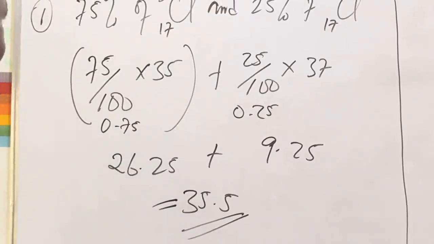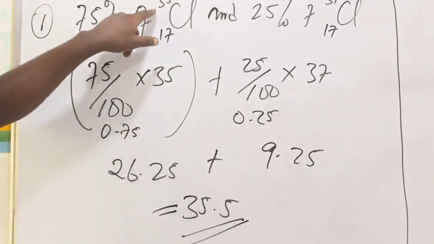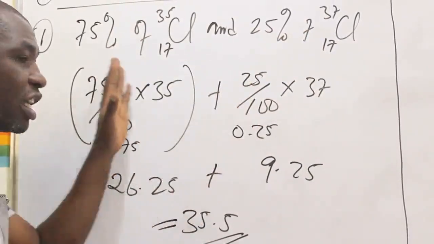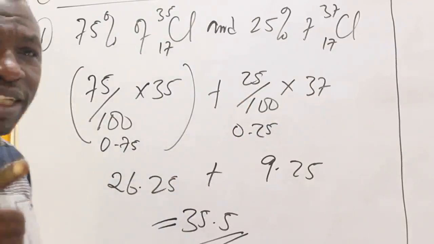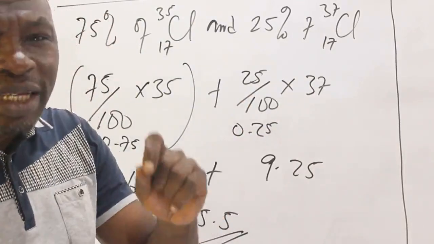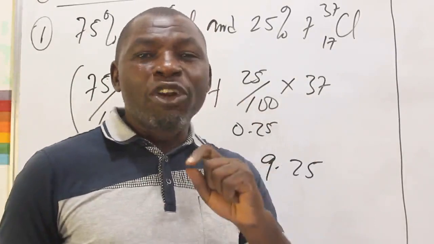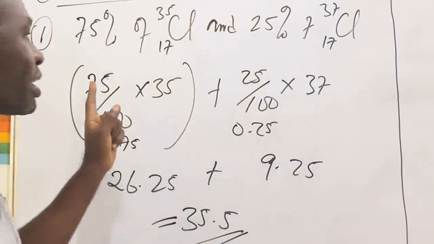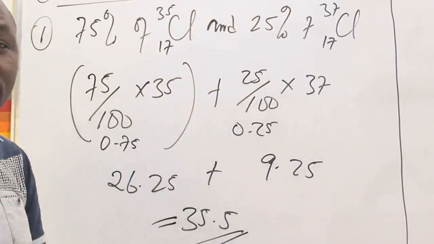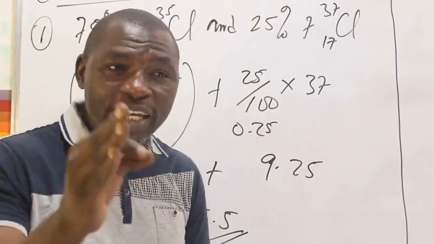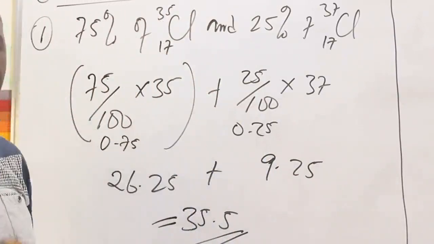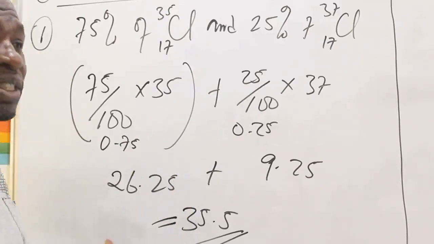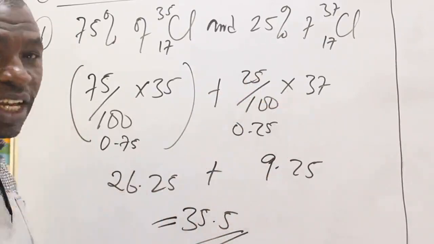You can see that it is neither 35 nor 37 because you have now calculated the average of the two masses. Can you now see the reason why the relative atomic masses of some of the elements are not whole numbers? So next time when you see such questions, why are the relative atomic masses of some elements not whole numbers? The simple reason is because of the existence of isotopes. Once the element has isotopes, it's very likely that its relative atomic mass will not be a whole number because it is an average of the different isotopes.